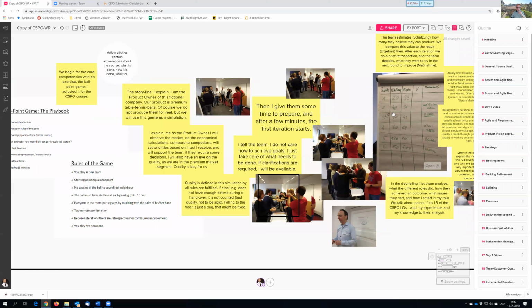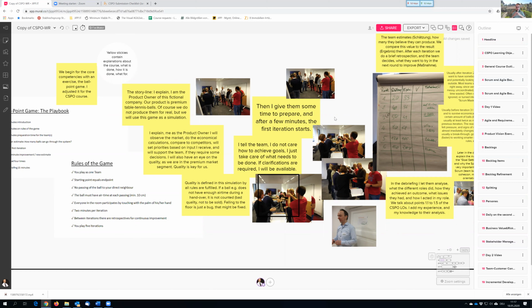We also estimate and measure what is done. You can see here the German explanations or the German terms, because most of my classes are run in German. Sorry for that, but I also have the translation in the yellow stickies.